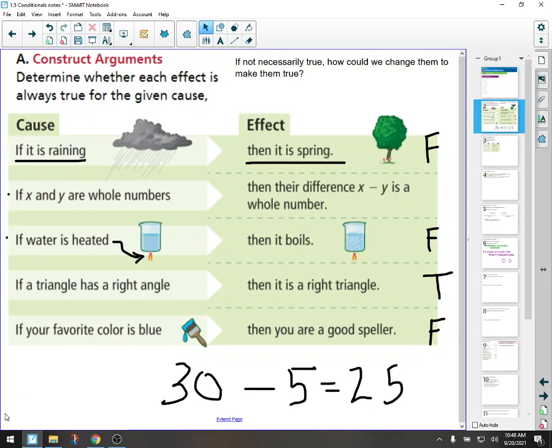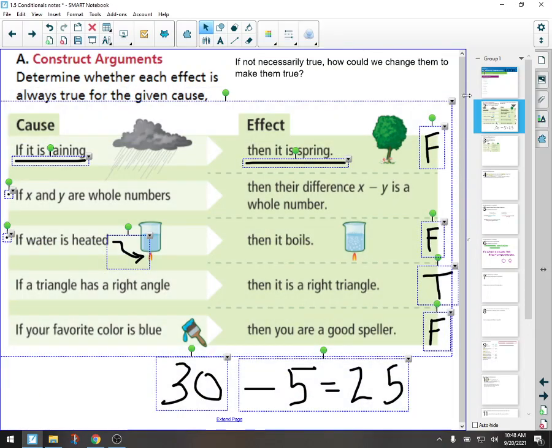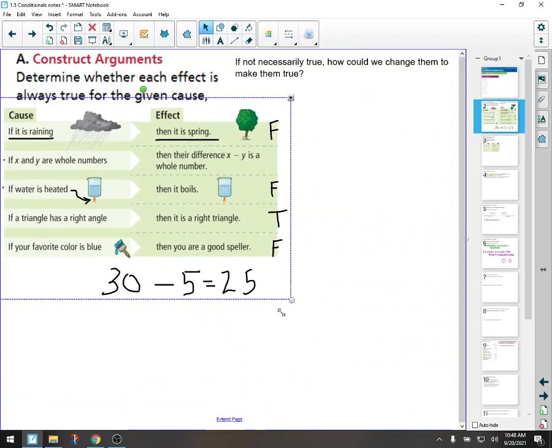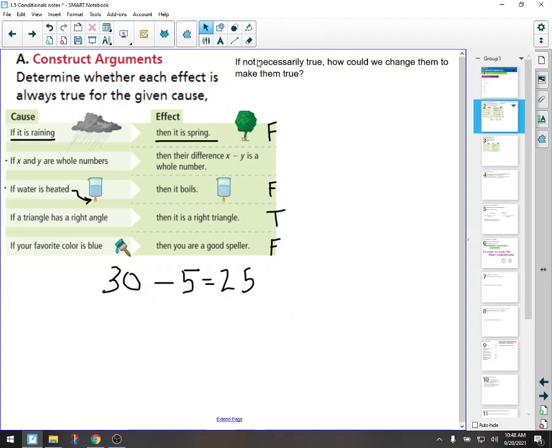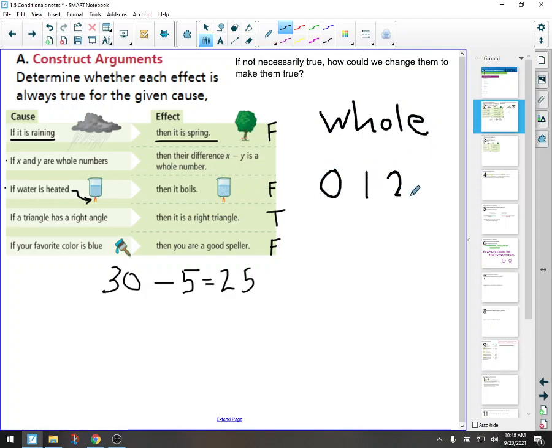And it really depends on what you mean when you think of a whole number. So I just want to remind you, technically speaking, whole numbers start at the whole and go up. So they start at 0, 1, 2, 3, etc. So you might see where I'm going with this. Whole numbers are not allowed to be negative numbers.